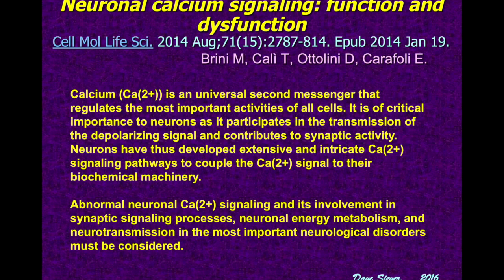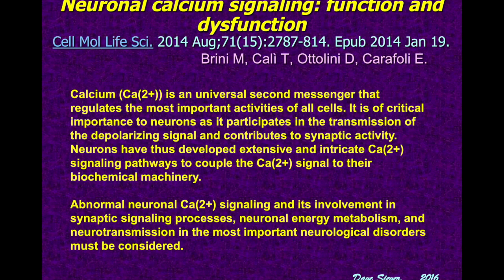Calcium is a universal second messenger that regulates the most important activities of all cells. It is of critical importance to neurons as it participates in the transmission of the depolarizing signal. Now, all neurons, after they fire, need to return to a polarized state. When they depolarize, that's when they're firing off an action potential. So it participates in the neuron firing, and this contributes to activity of synapses, which are connections in the brain.